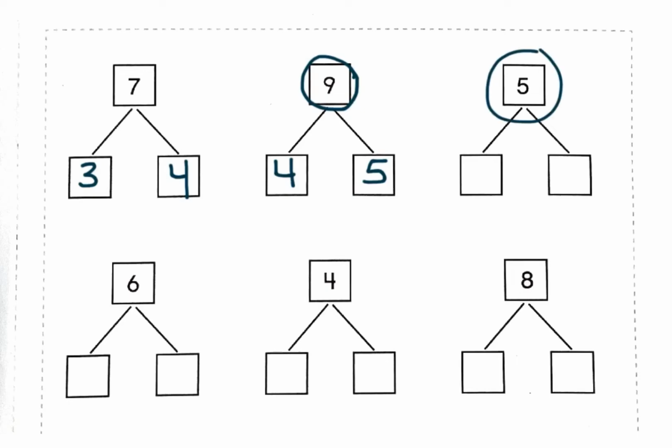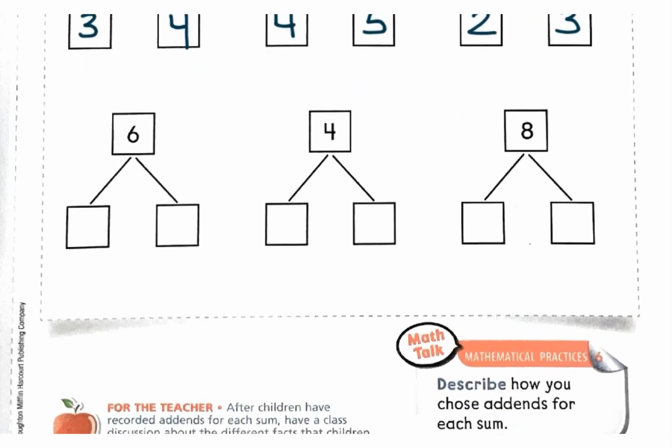5. 2 plus 2 is 4. 5 is 1 more than 4, so 1 more than 2 is 3. 2 plus 3 is 5. The 2 add-ins, 2 and 3, make the sum of 5. And we know these double facts, don't we? 3 plus 3 is 6. 2 plus 2 is 4. 4 and 4 make 8. Good.